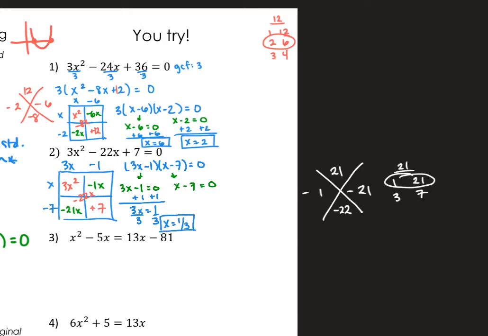And then the second problem, to solve, I'm just going to add 7. So then I get x equals 7, and x is by itself, so I have my second solution.